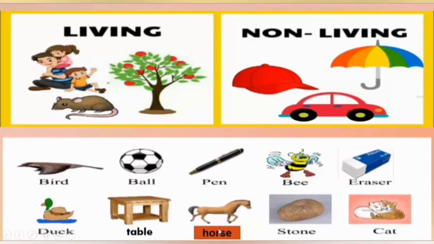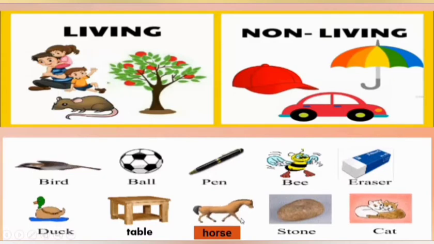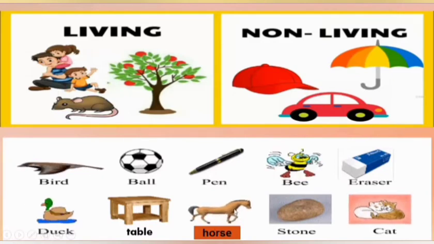Okay, horse is a living thing. That means horse also needs air to breathe. Horse eats, horse can grow, horse can have babies. That means horse is a living thing.